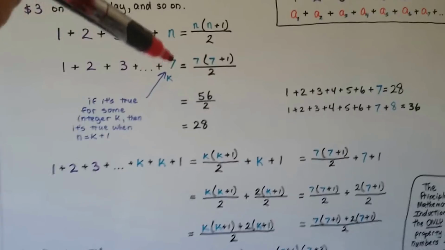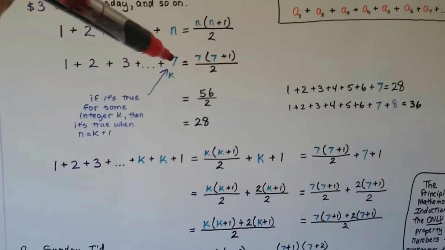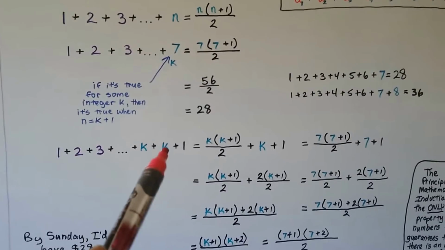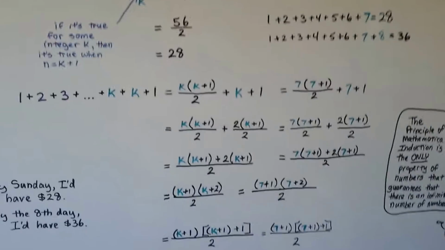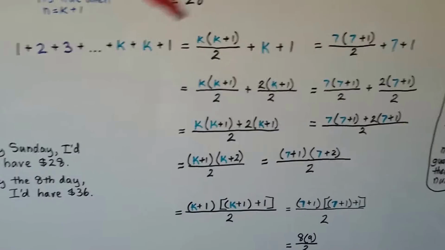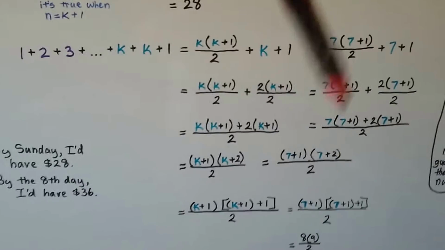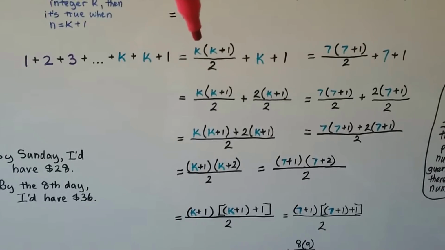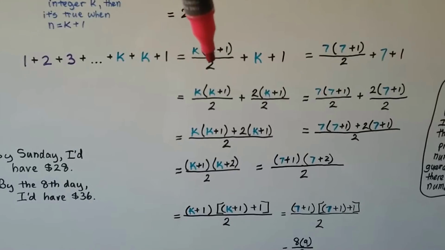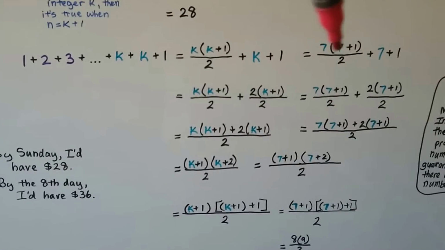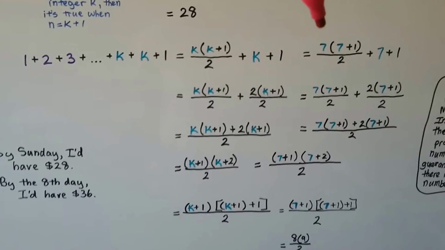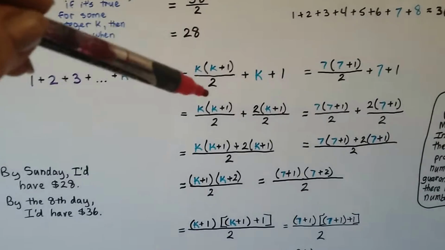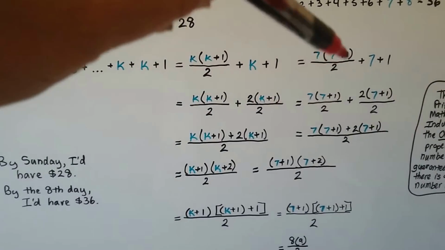If it's true for some integer k, then it's true when n equals k plus 1. So if k is a 7, k plus 1 would be the 8, wouldn't it? So this is what we're going to get. I've got it written with the k here, and I've got it written with the 7 here to clarify it, all right? So we would have the quotient of k times k plus 1 and 2, which would be 7 times 7 plus 1 and 2, right? That's how we got the 56 divided by 2, the 28, all right?